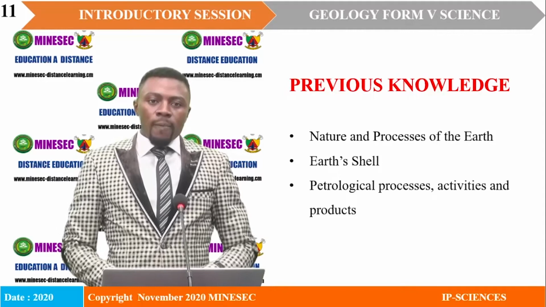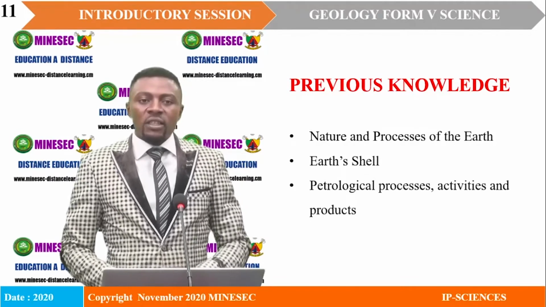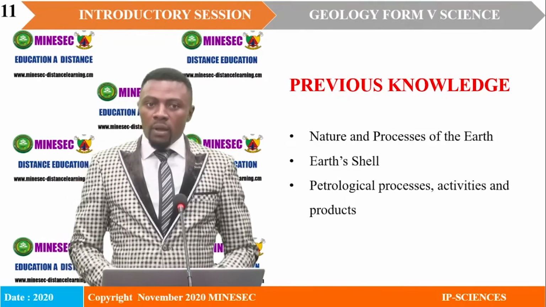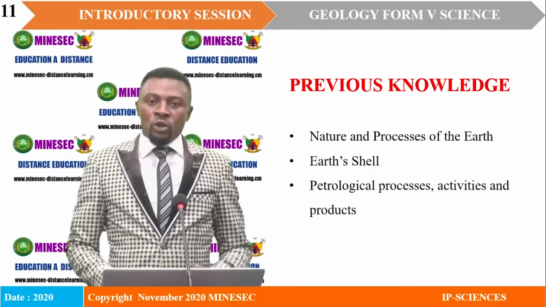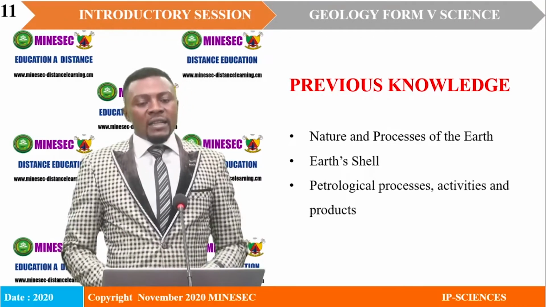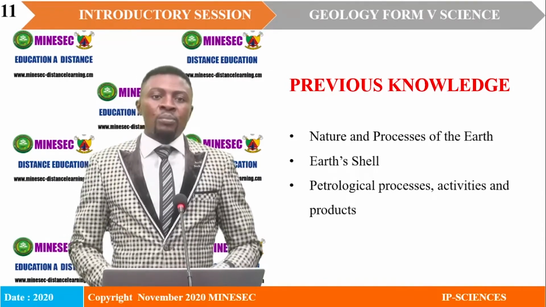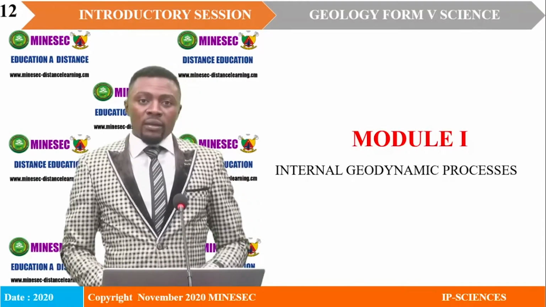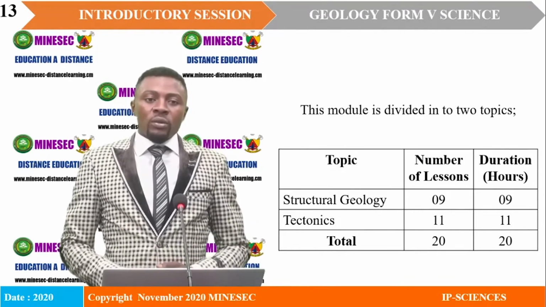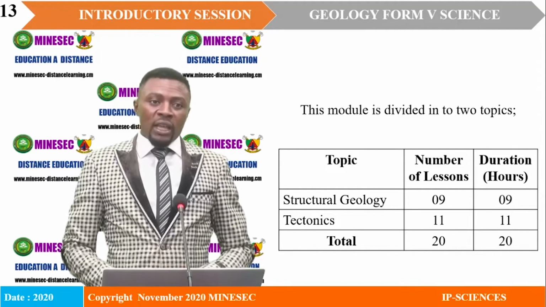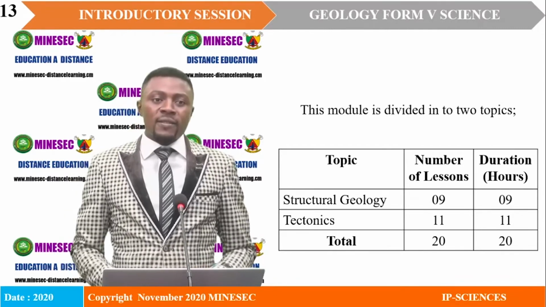For the previous knowledge, for us to attain these objectives and competence, learners should have a good knowledge of the nature and processes of the earth, earthshell, petrological processes, and activities, including the products formed as a result of these petrological processes. In Module 1, we have the following topics: structural geology, which will be taught in 11 lessons, tectonics, which will be taught in 20 lessons.